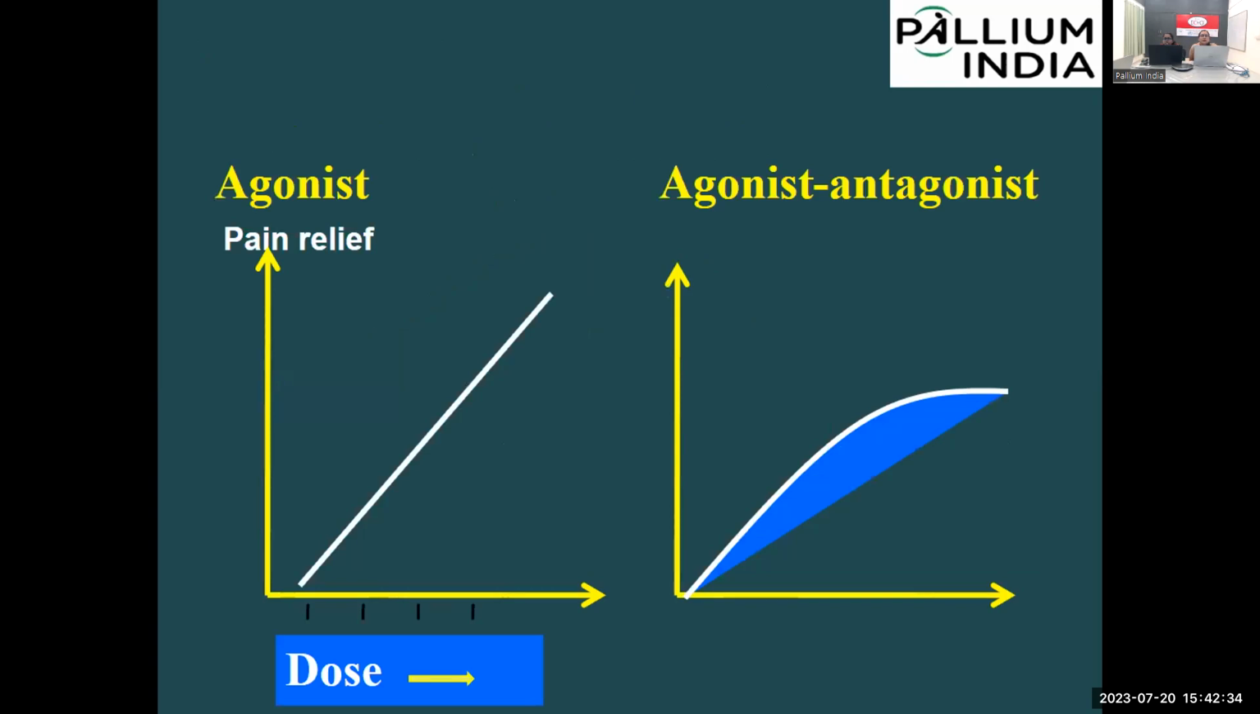So the difference shown in this graph indicates that with an agonist drug, as the dose increases, the pain relief also increases. So this means that there is no ceiling effect. As you keep on increasing the dose, the pain relief also increases. That is an agonist. But in the case of an agonist-antagonist, as you keep on increasing the dose, the pain relief also improves, but at a certain point, even if you increase the dose, the pain relief will not improve. That means that there is a ceiling effect. So an agonist-antagonist has a ceiling effect, whereas an agonist does not have a ceiling effect.